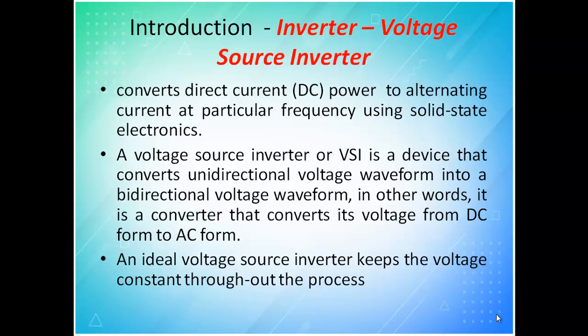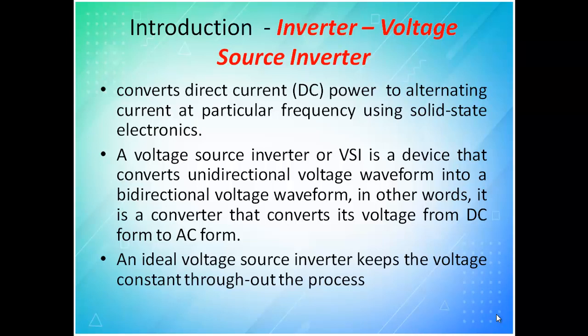All the power supplies are voltage sources except the solar panel, because in a solar panel we are able to generate DC, but with the variation in sunlight the voltage value will change and the current value remains constant. In a voltage source inverter, voltage will be constant and current will vary. If it is a current source, current will be constant and voltage will vary, that's all.